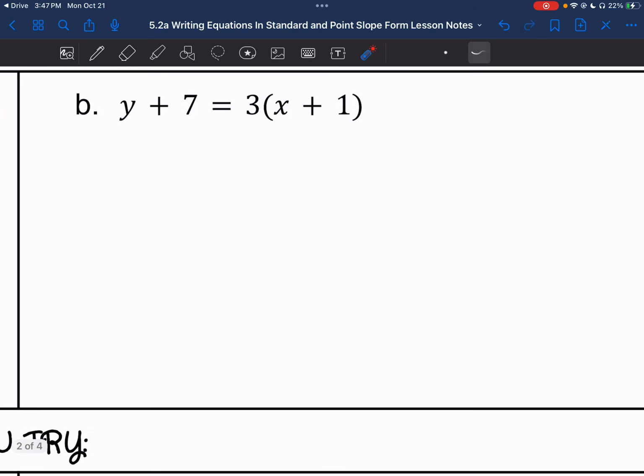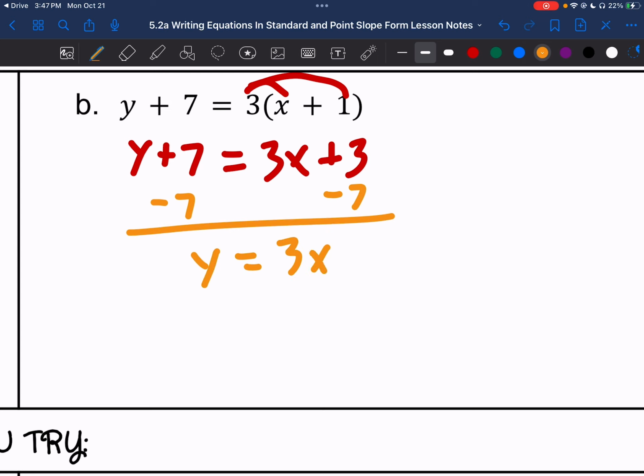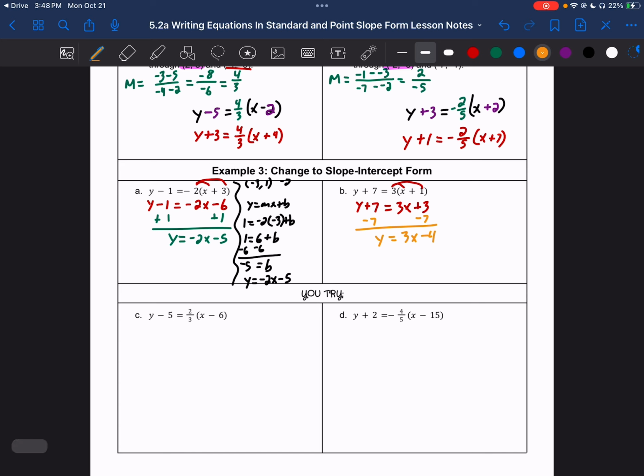Now, letter B. We have y plus 7 is equal to 3 times the quantity x plus 1. So we're going to go with the distributive property first. Y plus 7 is equal to 3x plus 3. My next step is going to be to subtract 7 from both sides. Y is equal to 3x minus 4. All right. Now I want you to work on letters C and D on your own, and we will go over them as a group.